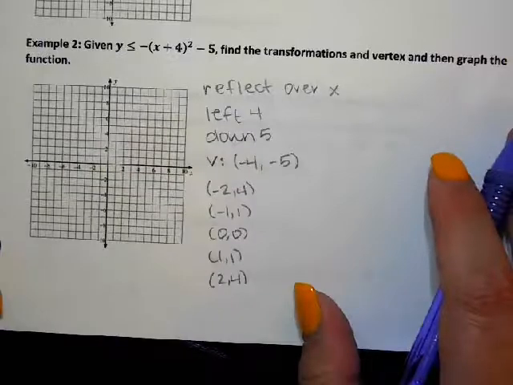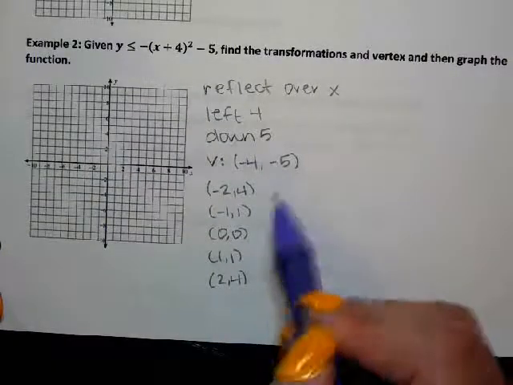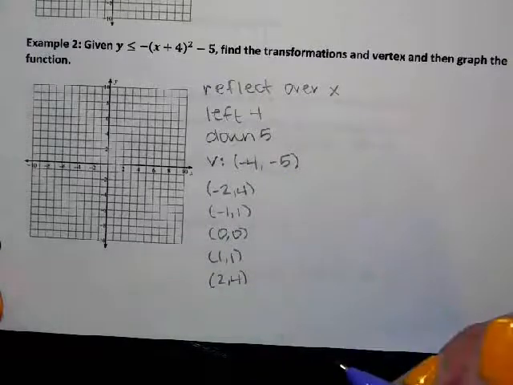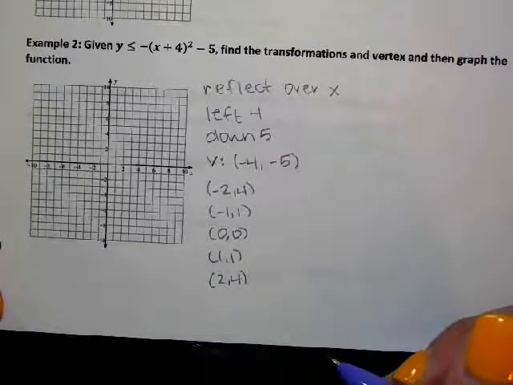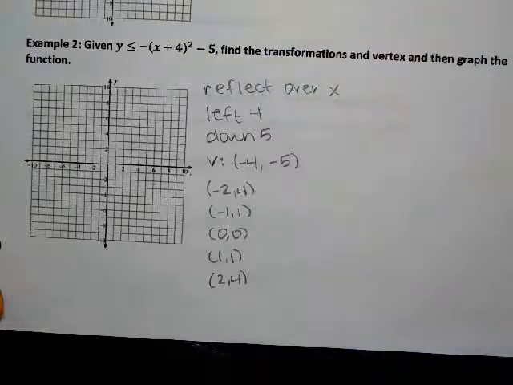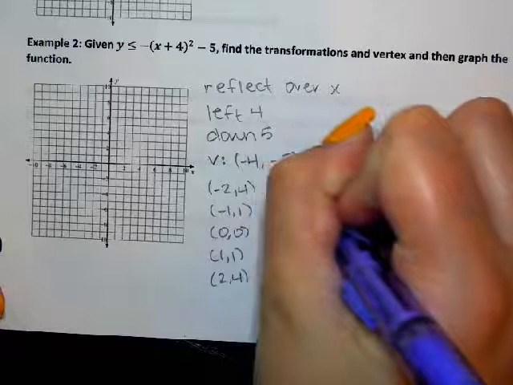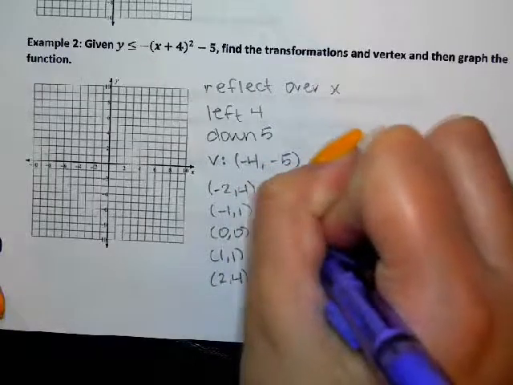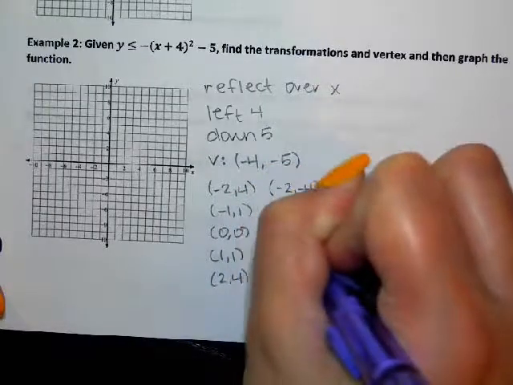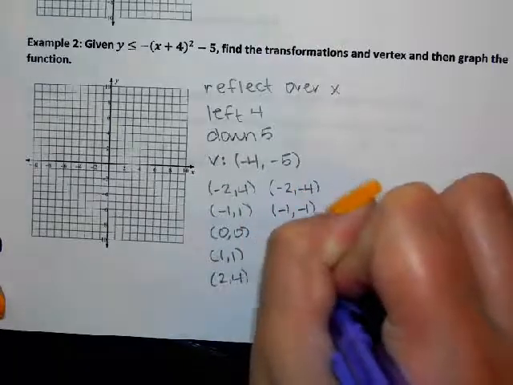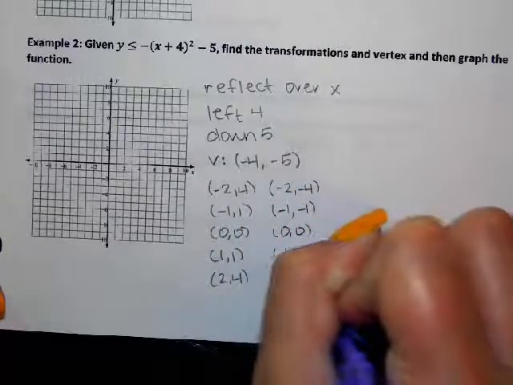We got to start doing the transformation so we can graph this. So reflect over X, what does that do? Takes which point and does what to it? Makes Y negative because we're taking something from up and we're flipping it to down. That's an up and down movement, so that's a Y coordinate change. Take the Y coordinate, multiply it by -1. So -2, -4, -1, -1, 0, 0, 1, -1, 2, -4. Okay?